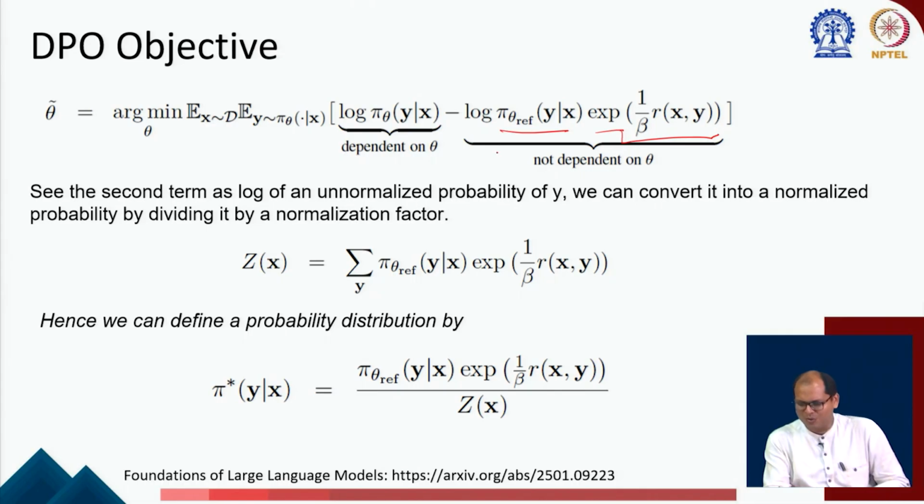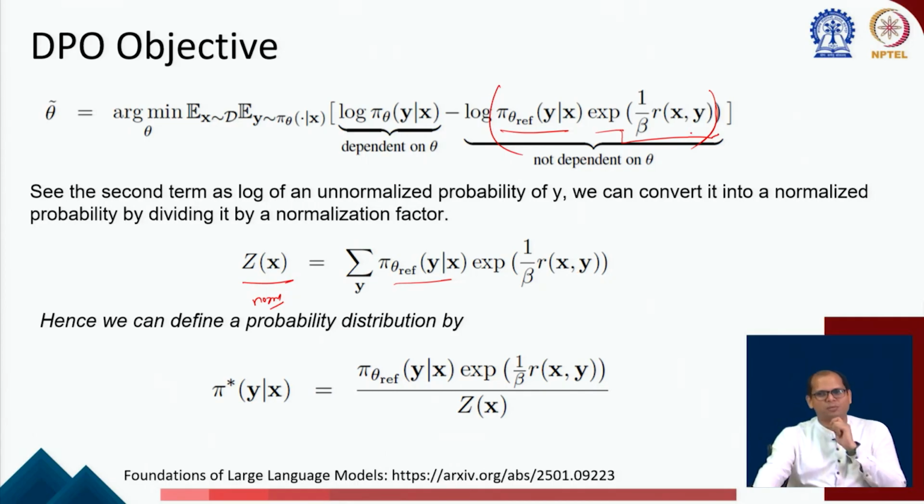Now, if this is unnormalized, how do you normalize this? You compute this over all y, so this is a normalization factor. I will take pi theta ref y given x times exp of 1 by beta r x y, and sum it over all y, and this becomes the normalization, g x. Very good. So if I want to convert into a normalized distribution, I divide this quantity by g x. So this is my normalized distribution pi star y given x.